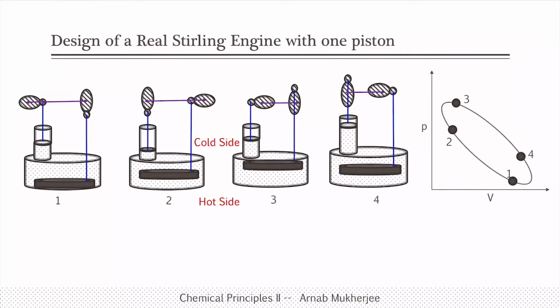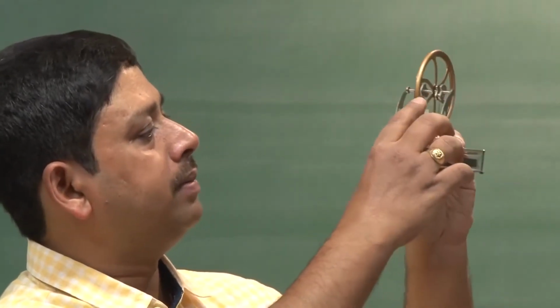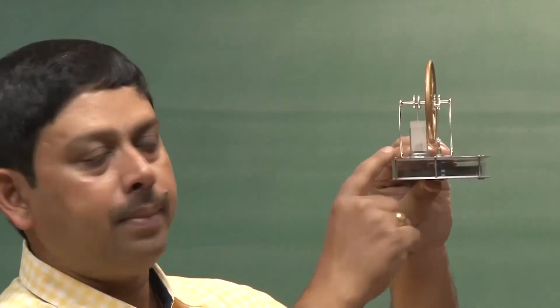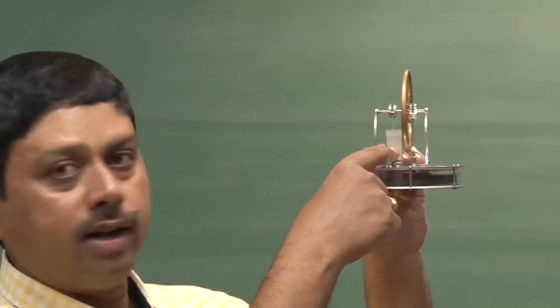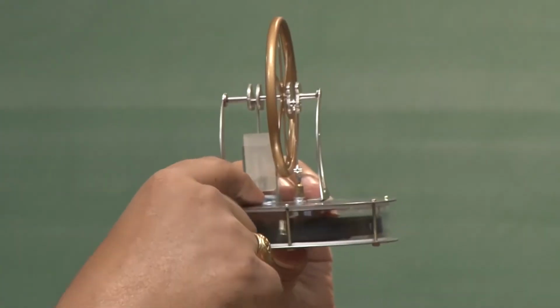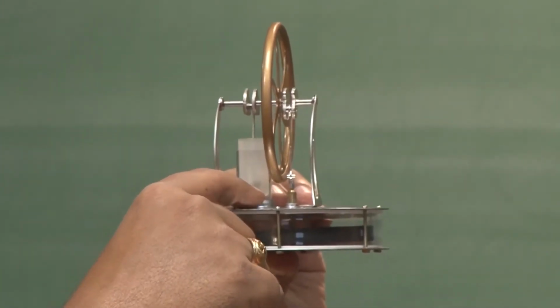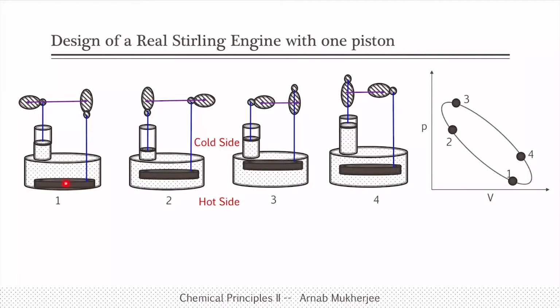I have joined the two in order to denote that they are connected. If this one rotates, the other one will also rotate. Right now the volume is somewhere midway. As you can see, there is a small gap between the white colored thing and the bottom. So, this is in the midway situation and the displacer is down.